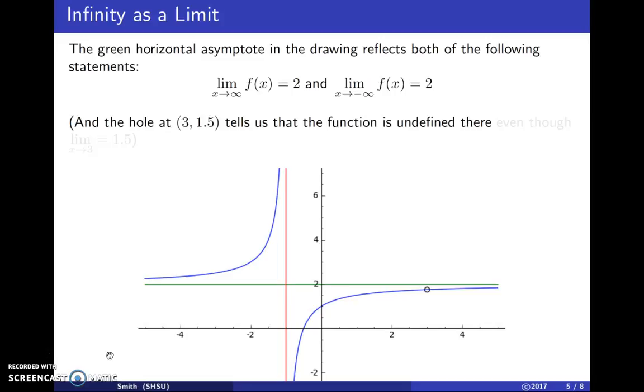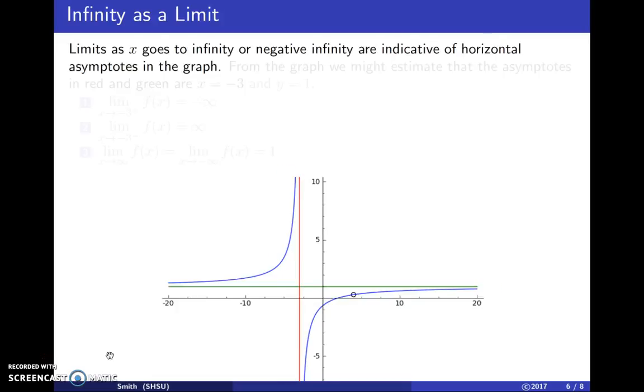And by the way, in this picture there's a hole at 1.5, and this just tells us that the function in blue is undefined there, even though the limit as x goes to 3 of the function is 1.5. Limits as x goes to infinity or negative infinity are indicative of horizontal asymptotes. For example, here the green line is a horizontal asymptote.